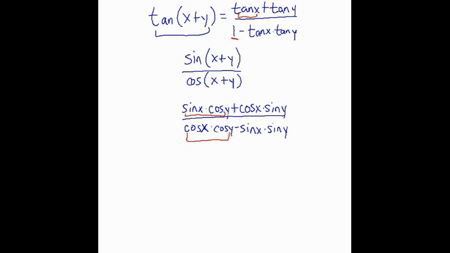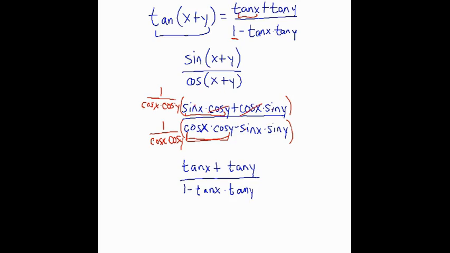Well, to get this to become 1, we have to multiply by 1 over cosine x times cosine y, and this is happening to all terms. 1 over cosine x times cosine y. Well, we'll see that'll cancel with that, and then the other cosine x will cancel with this.